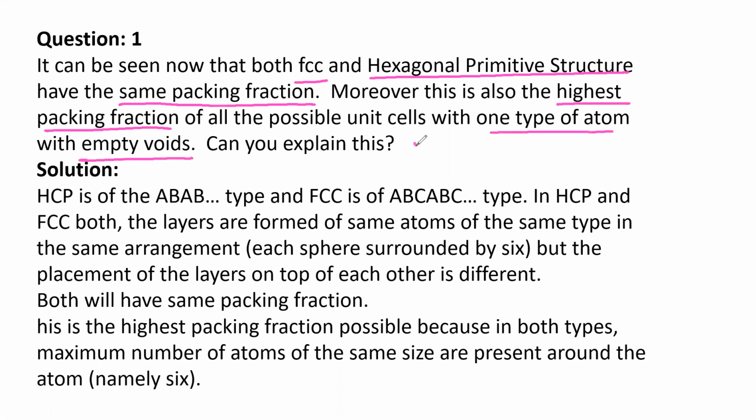So HCP is of the ABAB type. So we have seen in the diagrams in the lecture, ABAB type, and FCC is ABC type. In both HCP and FCC, the layers are formed of the same atoms of the same type in the same arrangement. This is very important. The layers are formed of the same atoms, the same type, the same arrangement, each atom surrounded by 6.